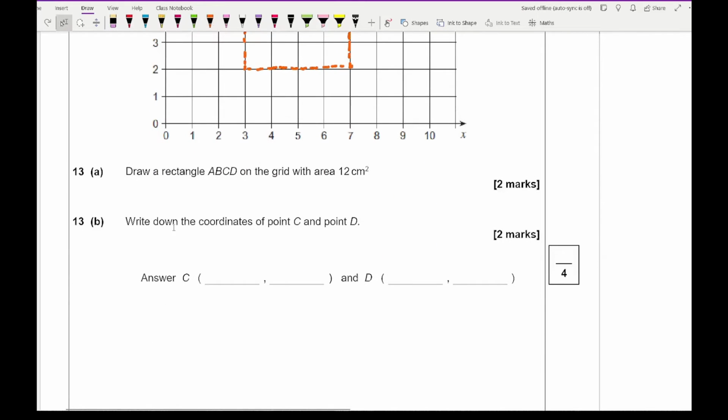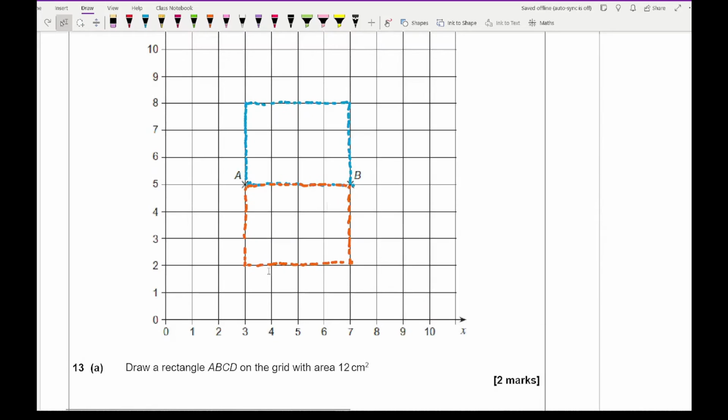Then it says write down the coordinates of C and D. So here, if we're looking at the blue, this is going to be C, this is going to be D. So let's just call that C1, D1. And for the orange, this is going to be C2, and that's going to be D2. So if you're using the blue rectangle, then C1 is going to be at 7, 8, and D1 is going to be at the coordinate of 3, 8. Or alternately, you could have the orange rectangle in which you've got C2 at 7, 2, to all you Liverpool fans, and D2 is going to be 3, 2.